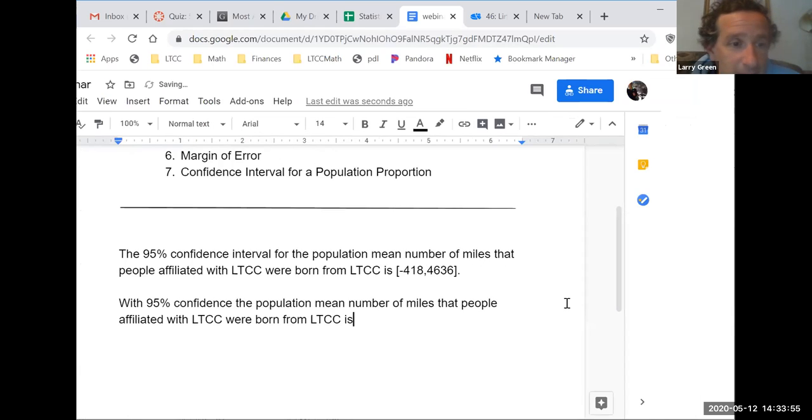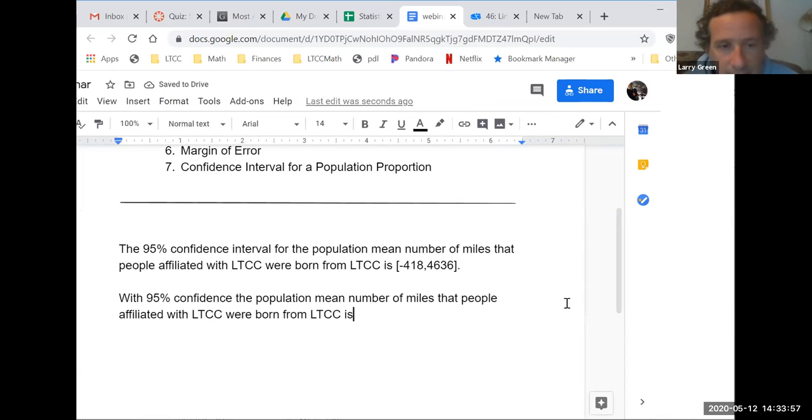That people affiliated with LTCC were born from LTCC is between... Well, I'm not going to write negative 418 because that's ridiculous. I can go 0 and 4636 miles.